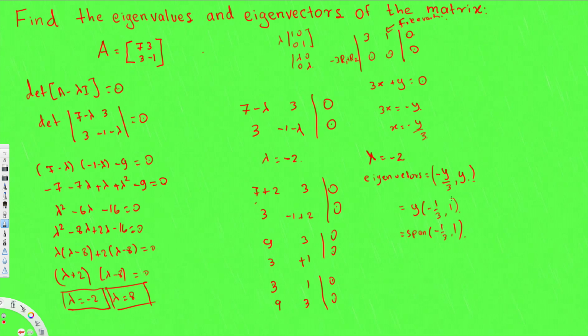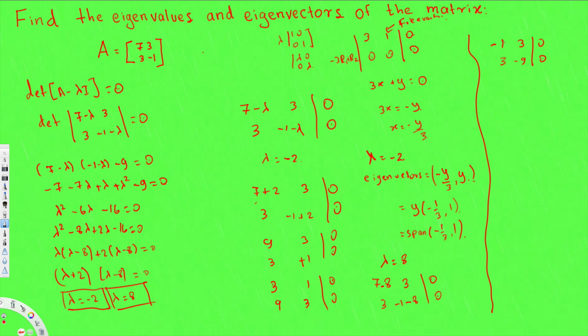But we have to find the eigenvectors when lambda is equal to 8 also. So when lambda is equal to 8, it's going to be the same equation right here. So it's going to be 7 minus, instead of lambda, I'm putting 8. So 7 minus 8, here is going to be 3, and here is going to be 3, and 1 minus 8, and the other side is going to be 0 0. So if I calculate this one, 7 minus 8 is going to be minus 1, and the other side is going to be 3, and the other side 0, and 3 here, and here is going to be 7 minus 8 is minus 1. This is 3, and this is going to be minus 9, and the other side is 0.